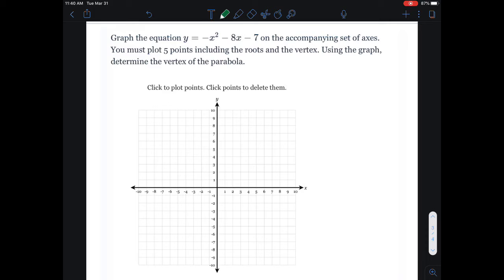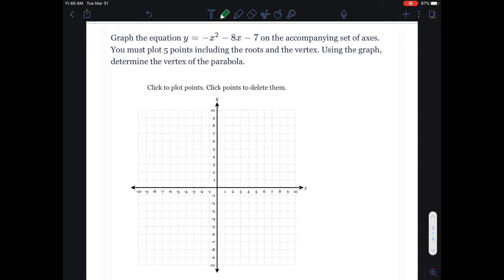Okay, in this video, we're going to work through one of our practice problems of graphing a parabola when given the quadratic form. It's written in standard form. And what it wanted us to do was have 5 points plotted on the graph and make sure that out of those 5 we have our roots and our vertex plotted as well.